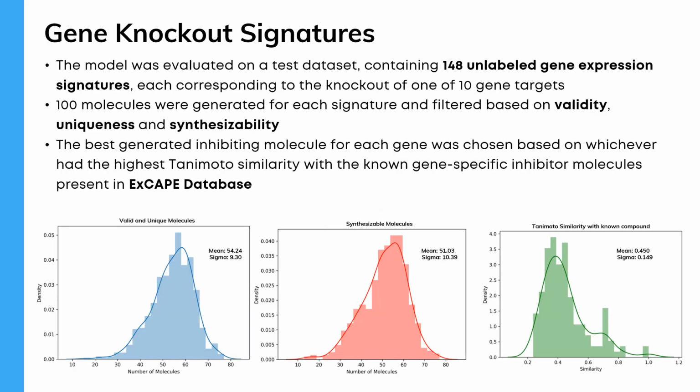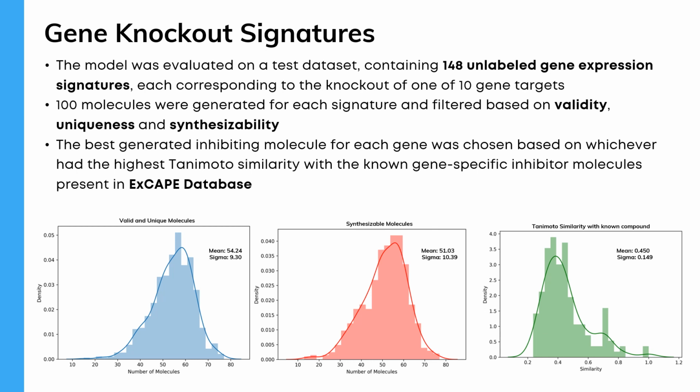We then evaluated the trained model on 148 unlabeled knockout gene expression signatures corresponding to 10 genes to generate inhibitor molecules. These signatures are a result of knockout of one of those 10 genes. 100 molecules were generated for each signature and were evaluated based on validity, uniqueness, and synthesizability. The best generated inhibiting molecules for each gene was chosen based on the highest Tanimoto similarity with the already known gene-specific inhibitor molecules present in a database called ESCAPE.